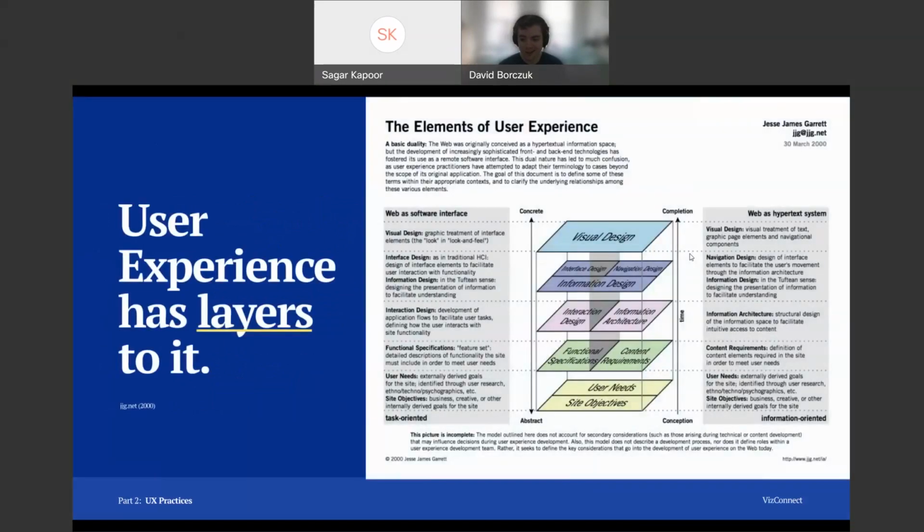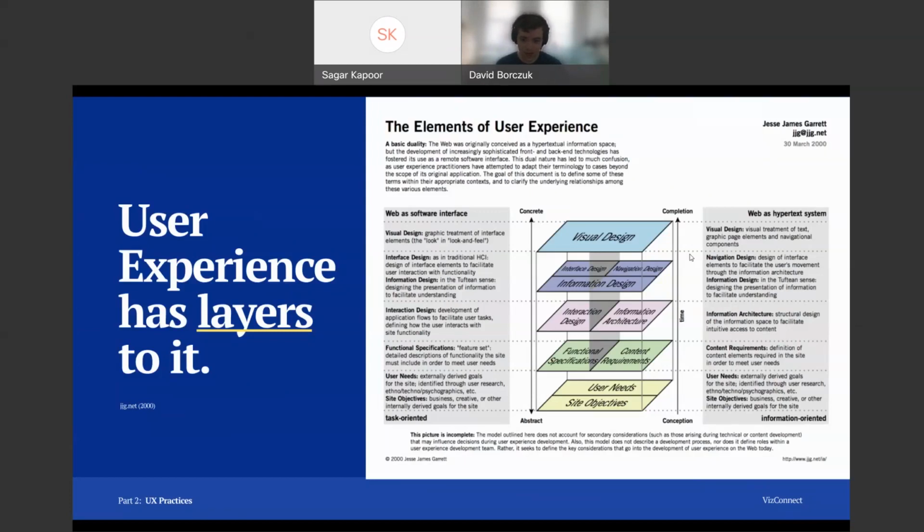So it's not only cyclical, user experience also has layers to it. And this is an example from Jesse James Garrett, who is a famous designer. He posted this diagram that shows the elements of user experience. I don't want you to look at any of the text. I just want you to look at the thing in the center. Basically, there are 5 layers to user experience, where it starts at the user needs and the site objectives. And then as it becomes more concrete, you get content requirements and functional specifications. You develop an information architecture, and then you have your information design and navigation design. And then finally, your visual design.